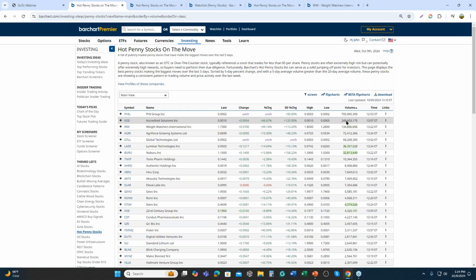This is how you can do that math and try to figure that out. Again, if we look at Weight Watchers, which has been very, very active today, this is a $1.70 stock where it's traded 134 million shares. Much more liquidity, much less price volatility because of the high volume.